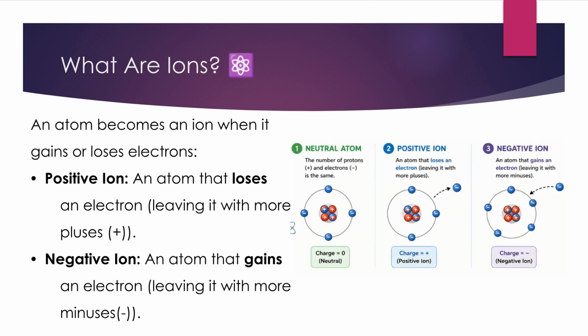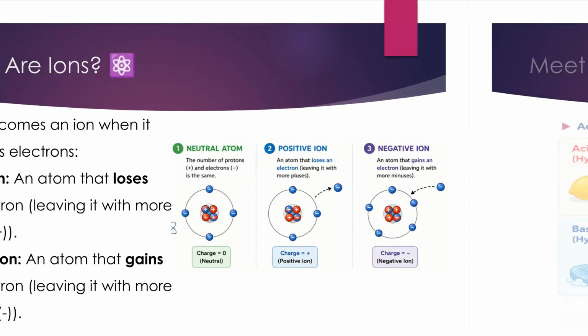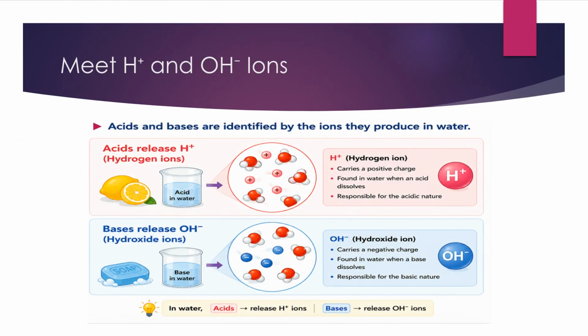What is an ion? An ion is an atom with an electrical charge. Atoms are usually neutral, having the same number of positive protons and negative electrons. Losing an electron creates a positive ion, while gaining an electron forms a negative ion. Acids and bases are identified by the ions they produce in water.